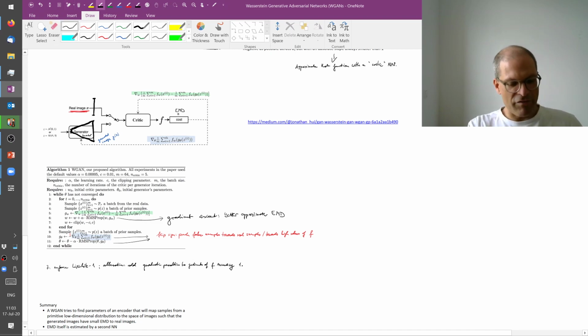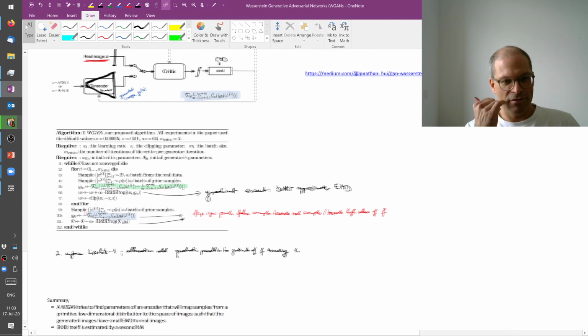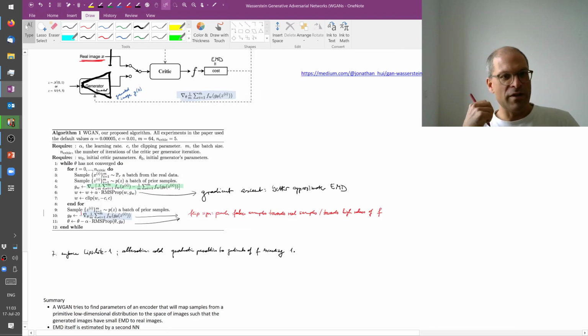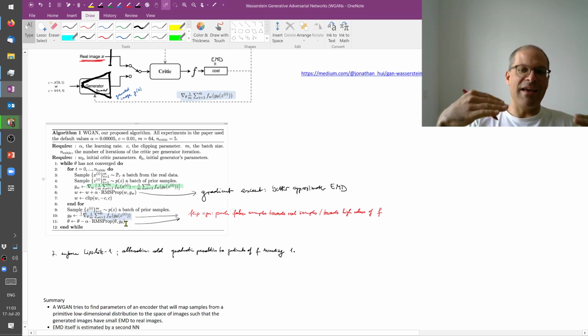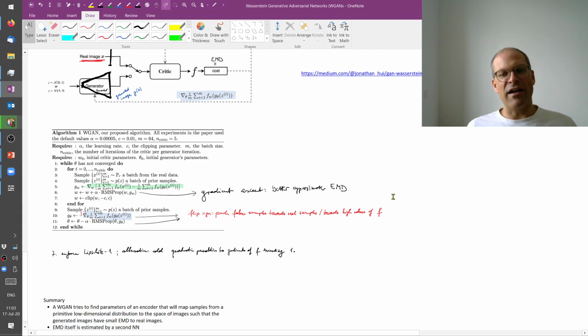And then once we have a decent function f, we then try and improve the parameters of the generator. And here the sign has been flipped. So we try and change the generator such that the points that it generates will lie in the areas where the function f has high values. In other words, it will try and change the generated samples such that they have more overlap with the real samples.